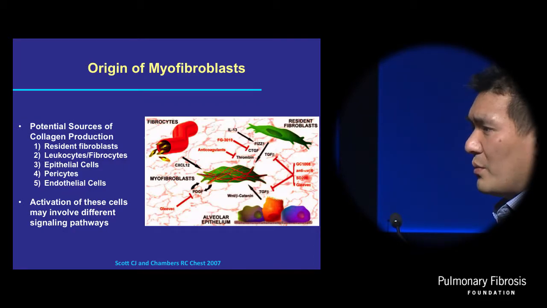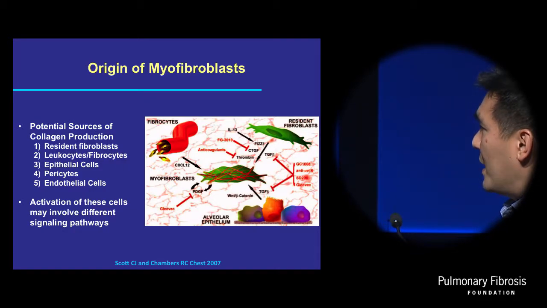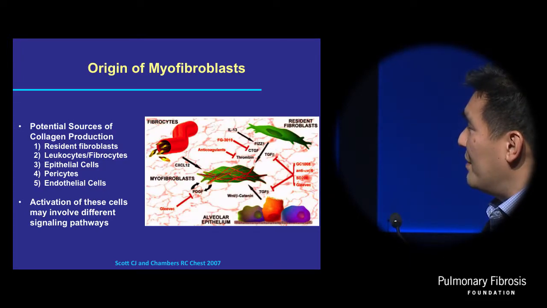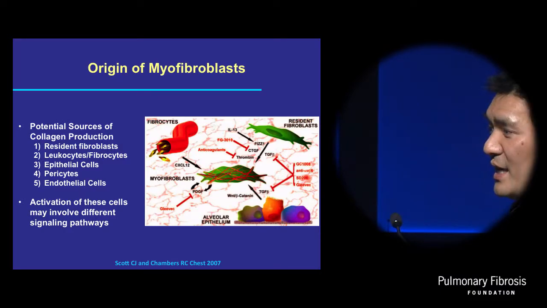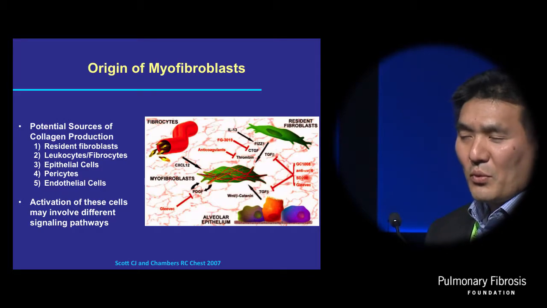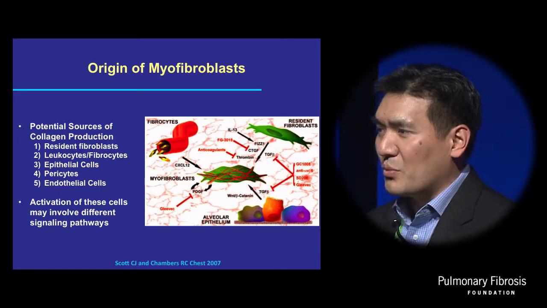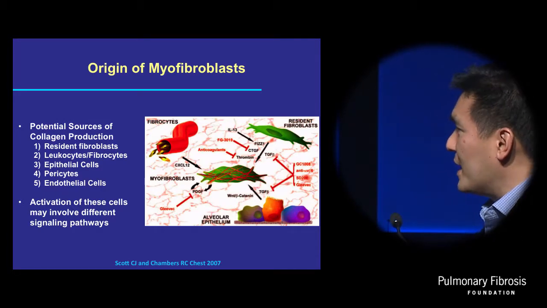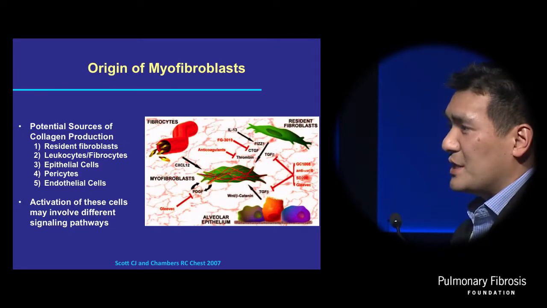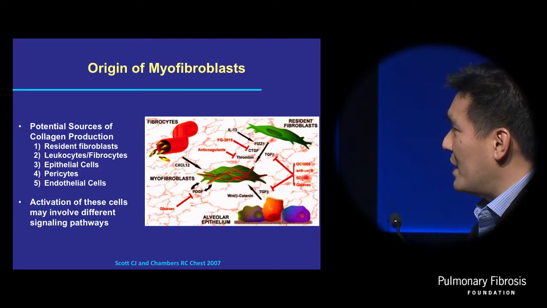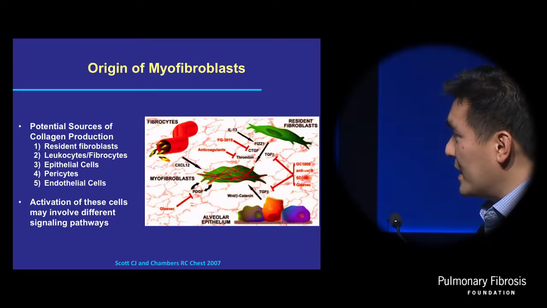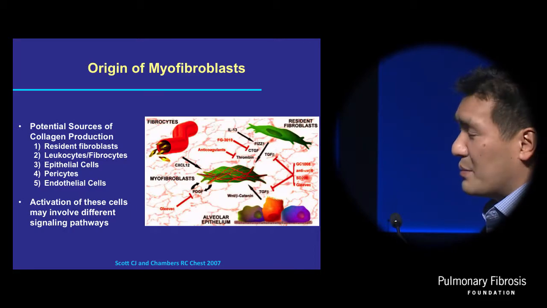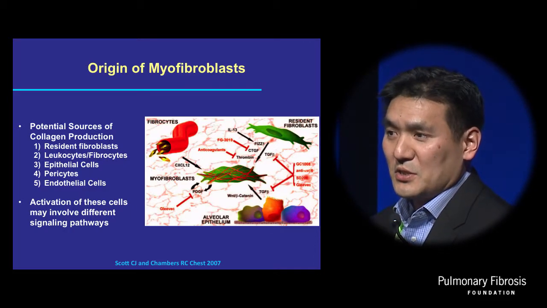There was interest for a while that perhaps fibroblasts are not the only source of activated myofibroblasts, but there may be other cell types, including fibrocytes and epithelial cells. This is important because epithelial cells are so prominent in the uninjured lung. If some of them transition into an activated cell type, they might account for a decent portion of the activated cells. And it's also important because there could be perhaps different signaling pathways leading to activation of these different cell types.